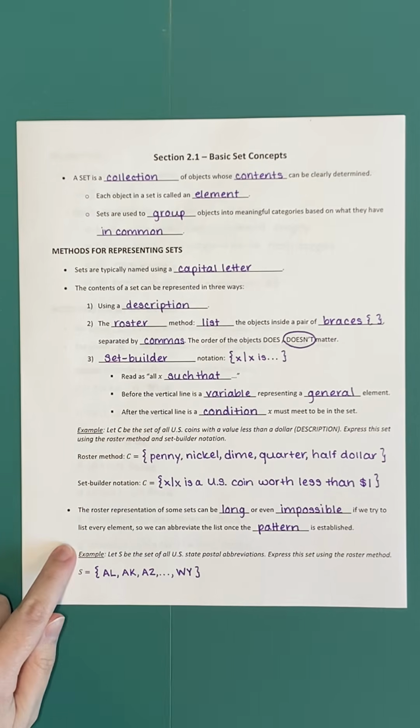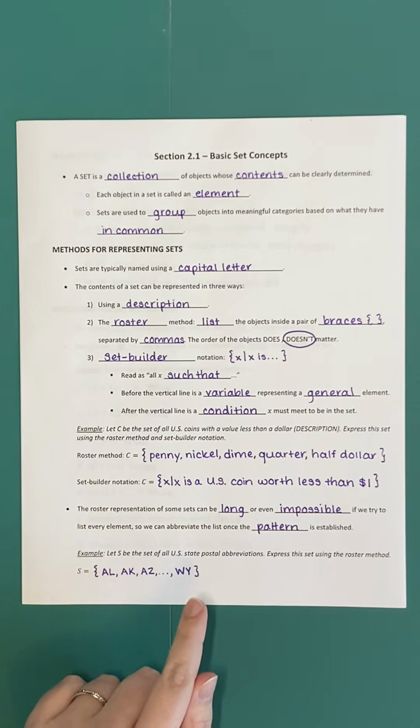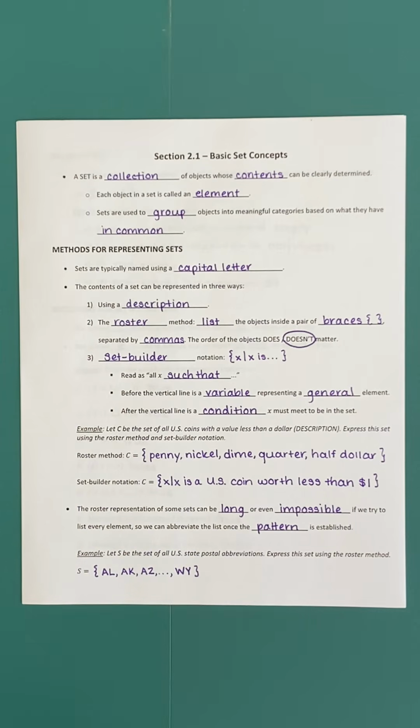So for example, let's let S be the set of all US state postal abbreviations. So in this case, we can think of S as maybe representing state. So that's why that would be a meaningful label. We want to express this set using the roster method. In other words, we want to make a list of all the individual items that would be in this set.